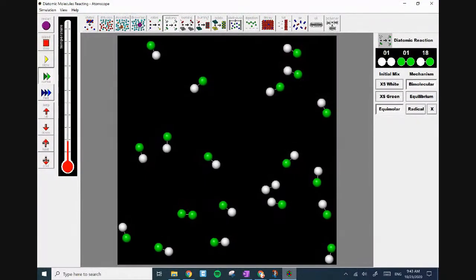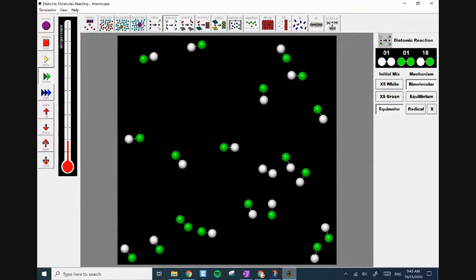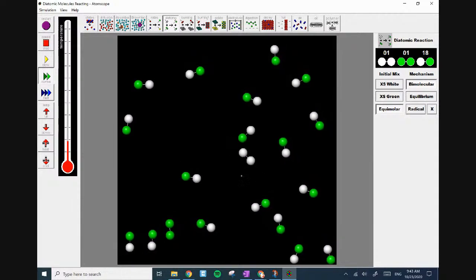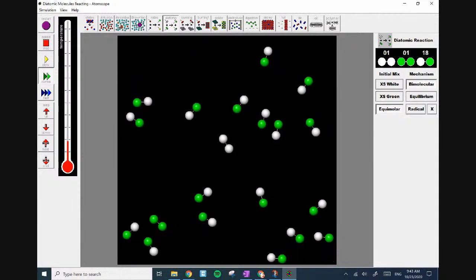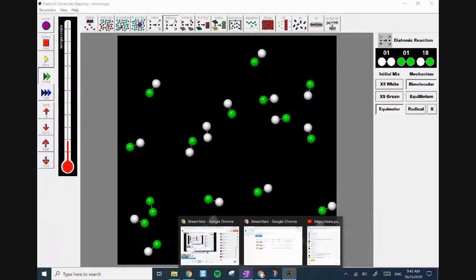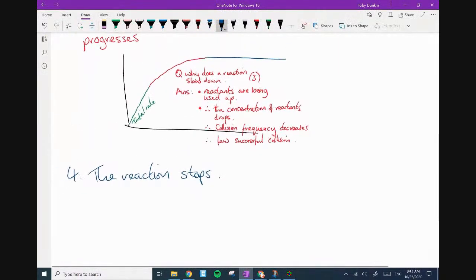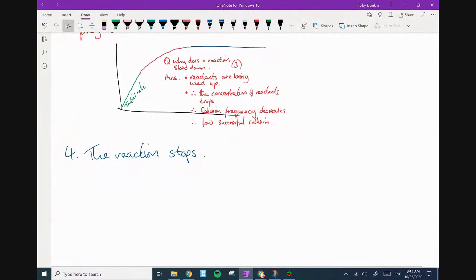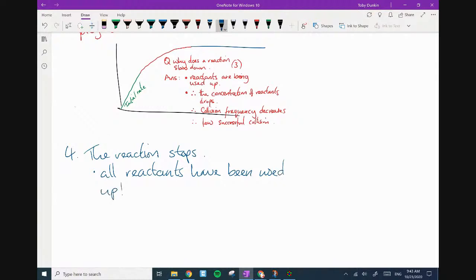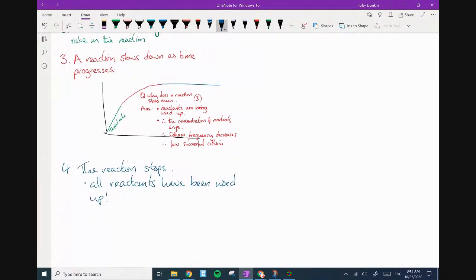Has this stopped yet? No, it hasn't, because there's still a white in it. It hasn't stopped, but it will. So why is it going to stop? So the section C is the reaction stops. Why? All reactants have been used up. Concentration drops to 0. I like it. Okay, that's amazing.